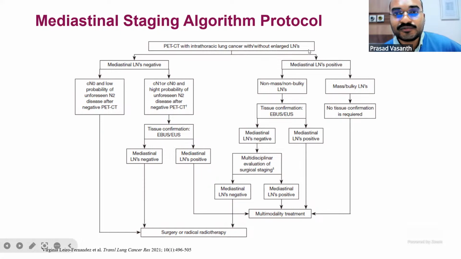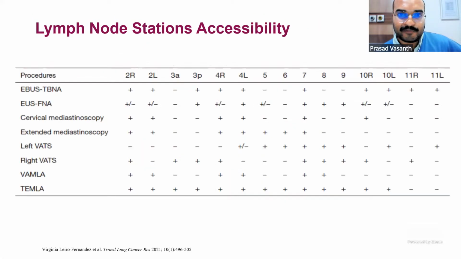For those patients who have positive mediastinal lymph nodes in PET-CT, or if it is a bulky lymph node, there is no need to confirm by mediastinal staging. If it is non-bulky, as discussed earlier, patients will require mediastinal staging to know whether it is single station or multi-station involvement to decide on surgical versus radiotherapy.